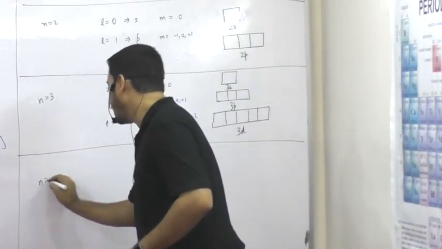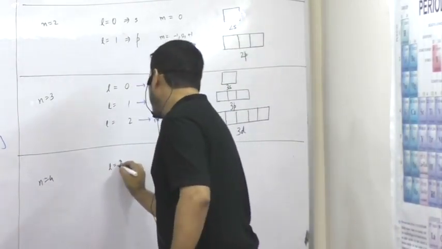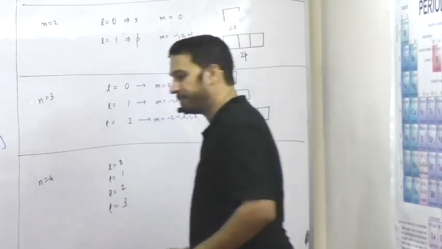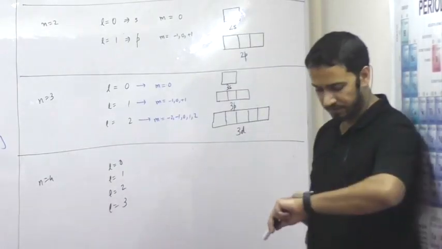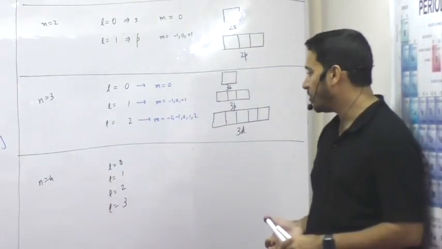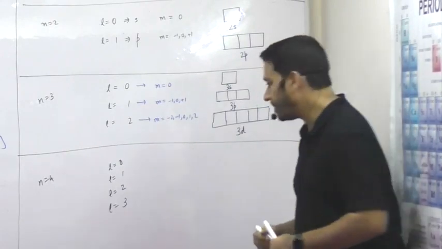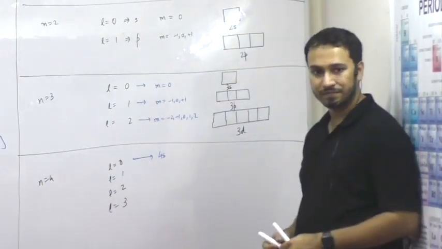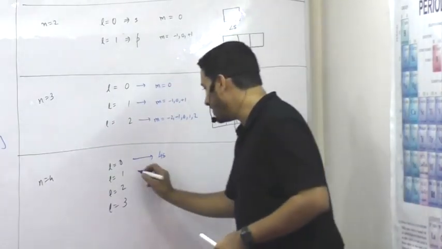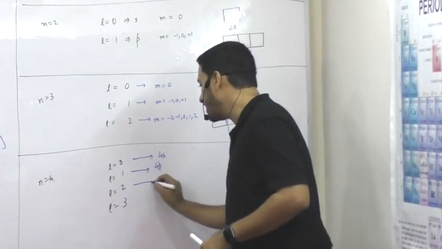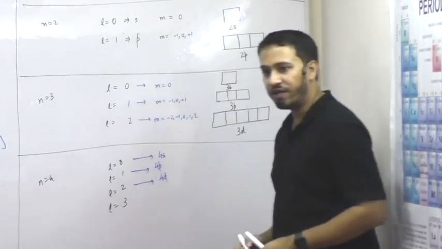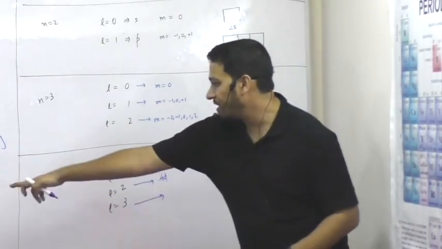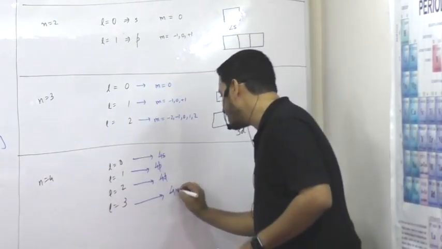If I have n equal to 4, then I'll have L equal to 0, 1, 2 and 3. Okay. This represents what? 4s. 4th orbit, s subshell. This represents 4p. This represents 4d. And what will this represent? L equal to 3 means what? f subshell. So this represents 4f.